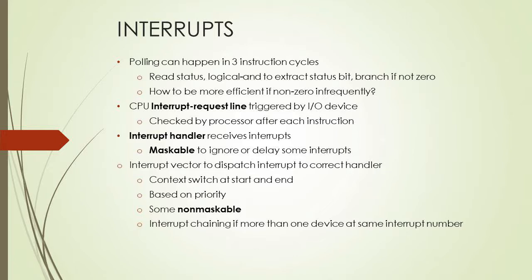The CPU has an interrupt request line triggered by the I/O device, checked by the processor after each instruction. The interrupt handler receives the interrupt. It must be able to ignore or delay some interrupts. An interrupt vector dispatches the interrupt to the correct handler. Context switch at start and end, based on priority. Some are non-maskable. Interrupt chaining if more than one device is at the same interrupt number.